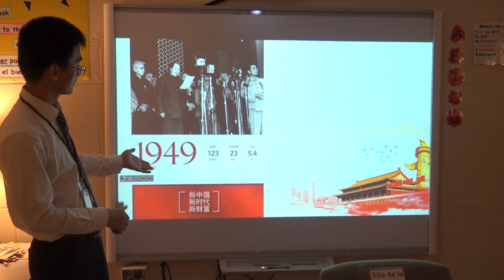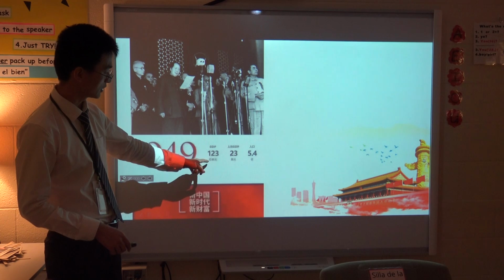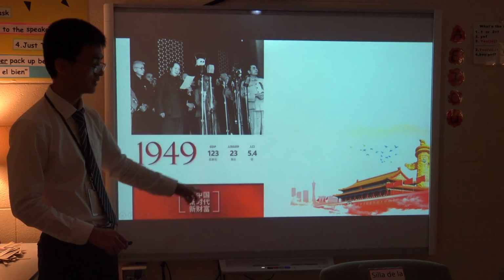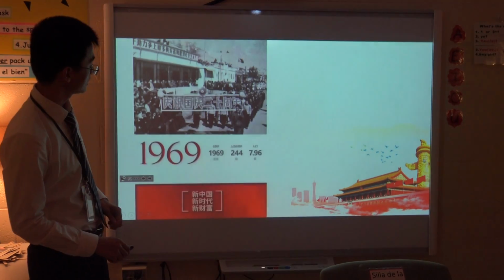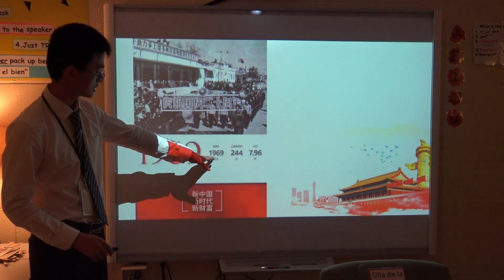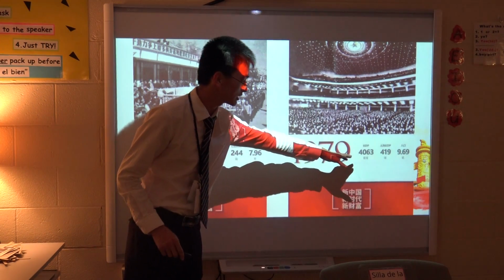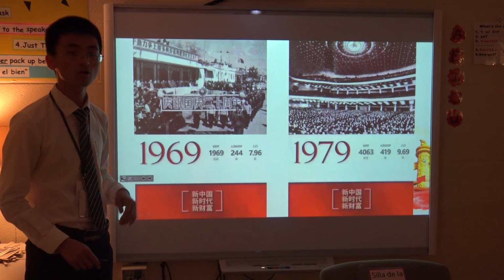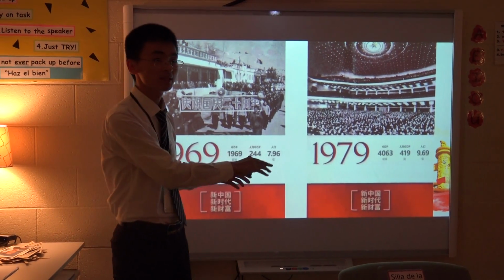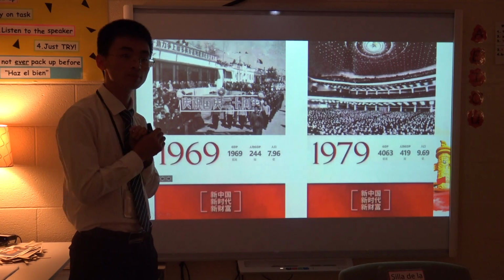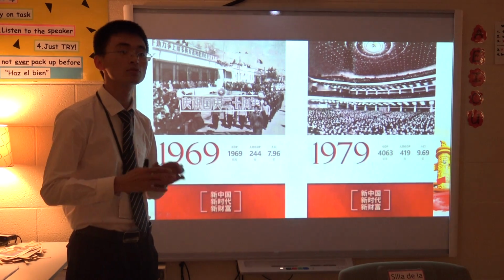Actually, in 1949, the GDP was only 123. Then in 1959 it was 1,448. In 1969 it was the same. And in 1979 it became much higher, over 4,000. In 1979, China opened the door. We had the reform. We opened the door to the world and began to connect with the world, to get more chances to develop.